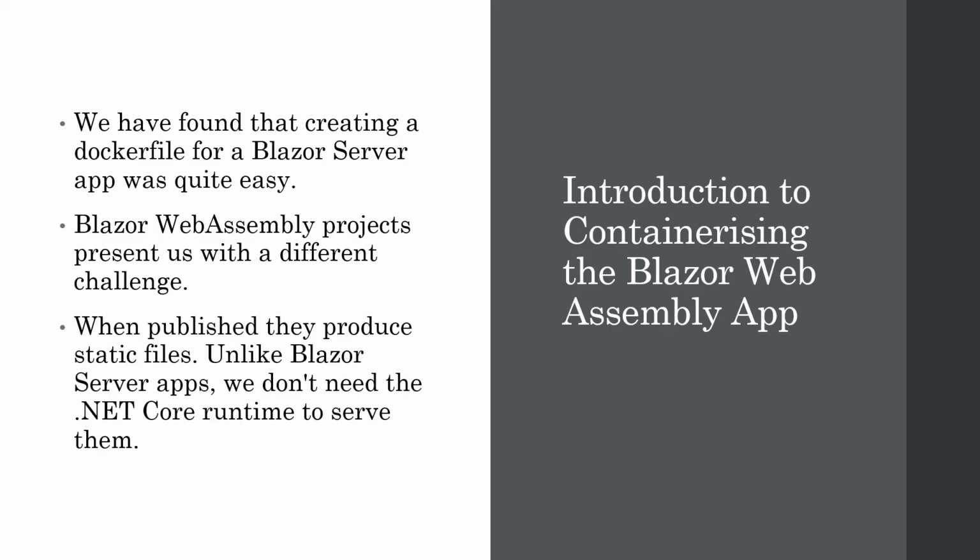Now, when published, they produce static files. Unlike Blazor server apps, we don't need the .NET Core runtime to serve them. This means we can drop the .NET Core runtime Docker image that we used in part 1 as the base for our final image. So how are we going to serve our files? The answer is Nginx.